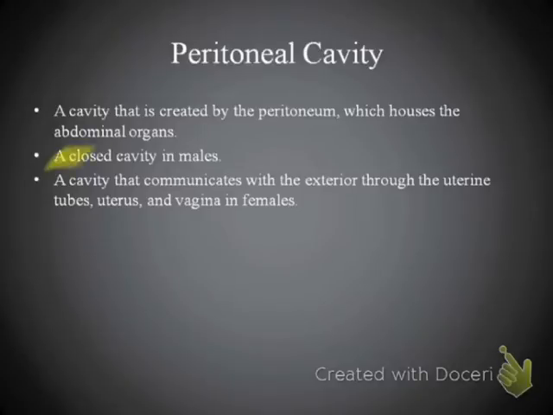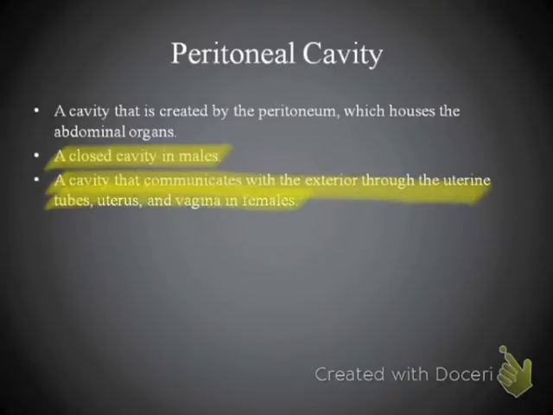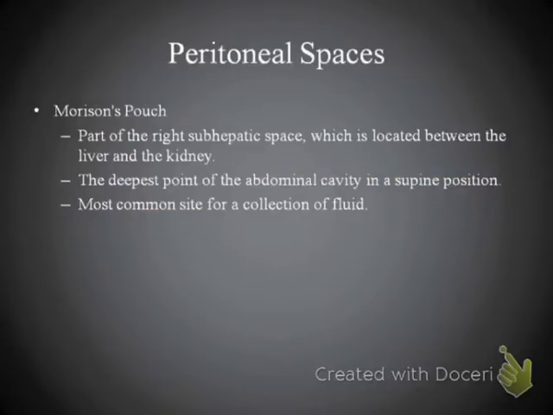Important thing to remember is that it's a closed cavity in males, whereas in females, it's a cavity that communicates with the exterior through the uterine tubes, uterus, and vagina. So where males have a closed peritoneal cavity, females have an open peritoneal cavity.